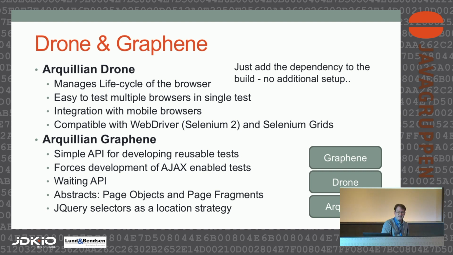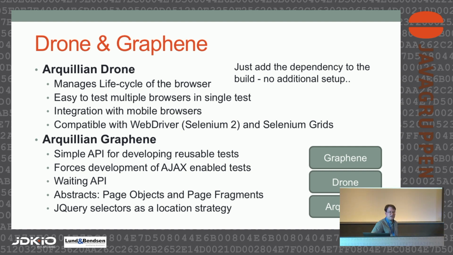It's compatible with Selenium 2 and the Selenium grids for testing. Arquillian Graphene is a simple API for developing reusable tests. It's basically a higher level that sits on top of Drone. It forces development of AJAX tests. It has a waiting API, guards, etc. that make it easier to test asynchronous tests.